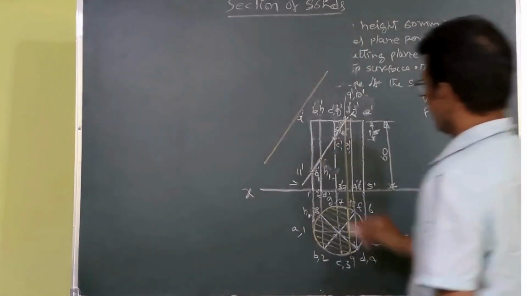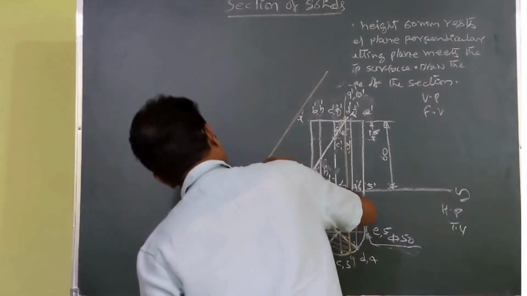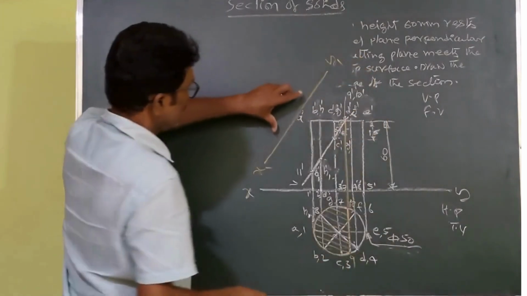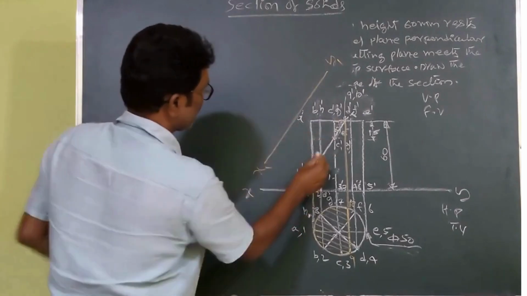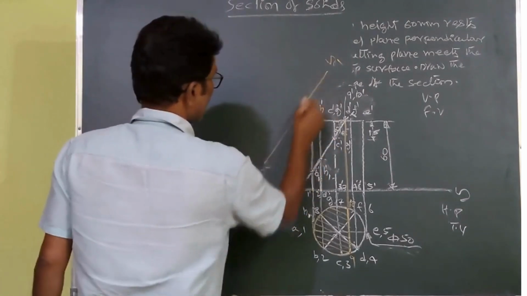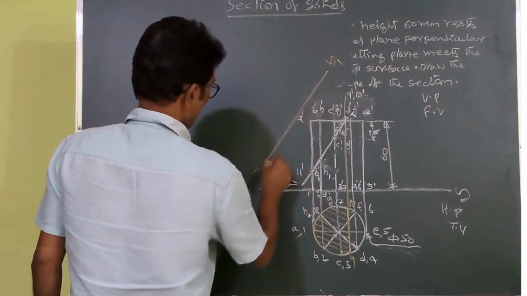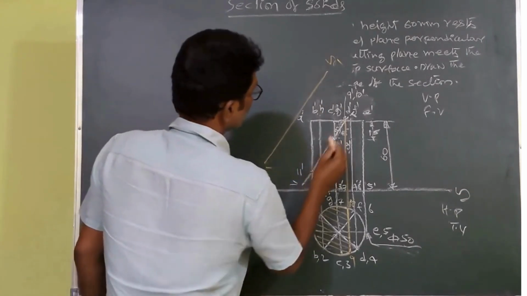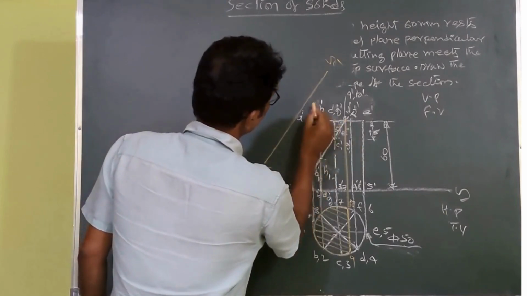Draw here. Okay, this is parallel to this one. Let us say that this is x1, y1. This xy line is parallel to this cutting plane, so I would like to draw here. Once you draw this xy line, you draw the projectors.